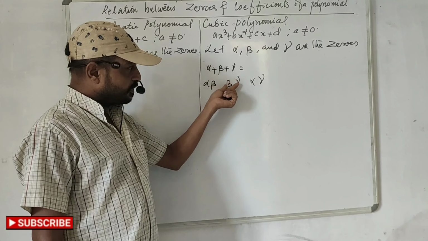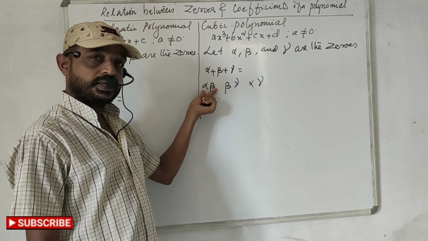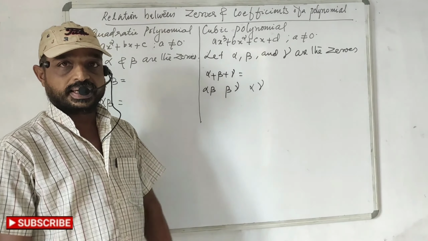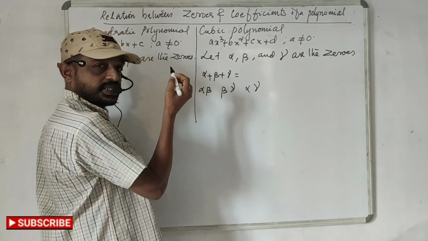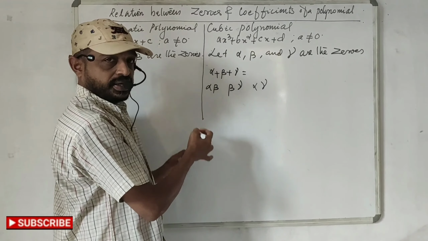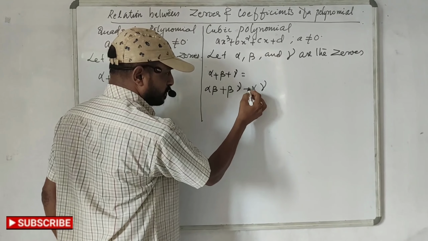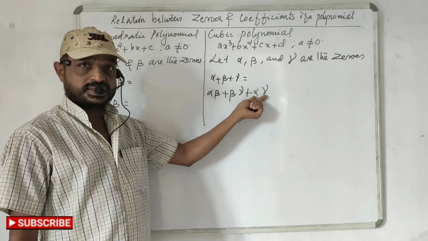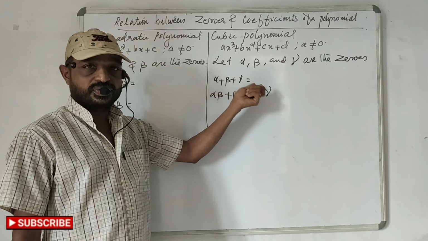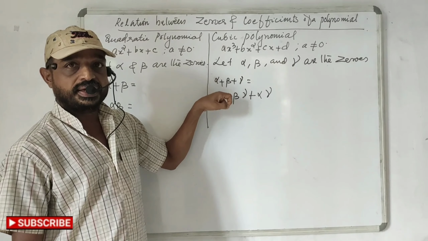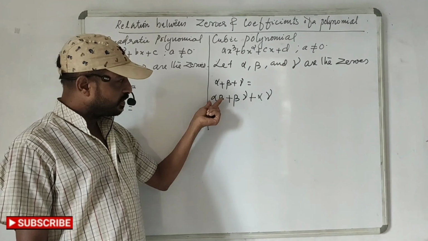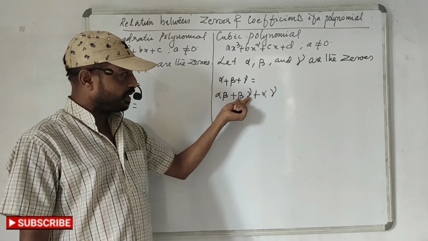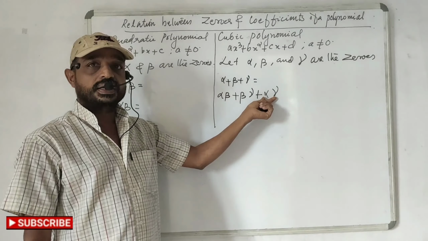These are the products of the zeros taking two at a time. And we can find the sum of the product of the zeros taking two at a time. That means we will have to add these three terms: alpha beta plus beta gamma plus alpha gamma. What is this? This is the sum of the product of the zeros taking two at a time. We are only taking two roots at a time. Here we are taking two roots alpha and beta. Here we are taking beta and gamma. Here we are taking alpha and gamma.